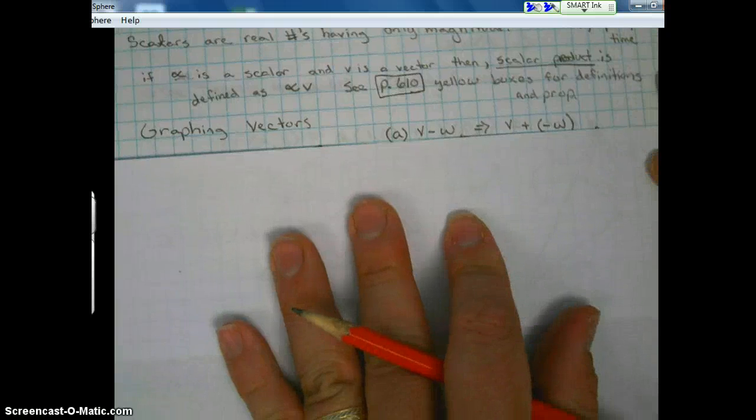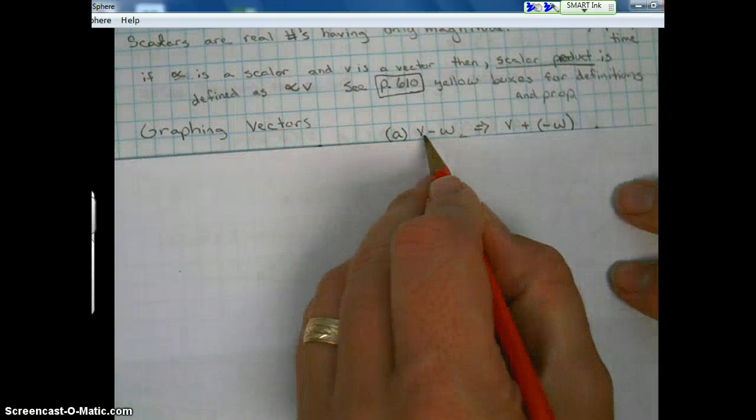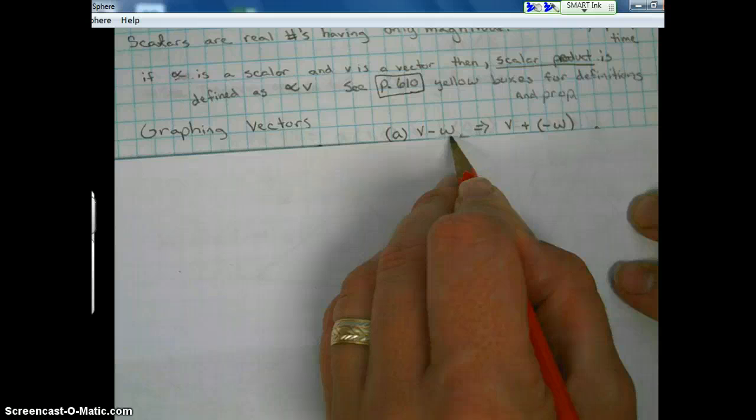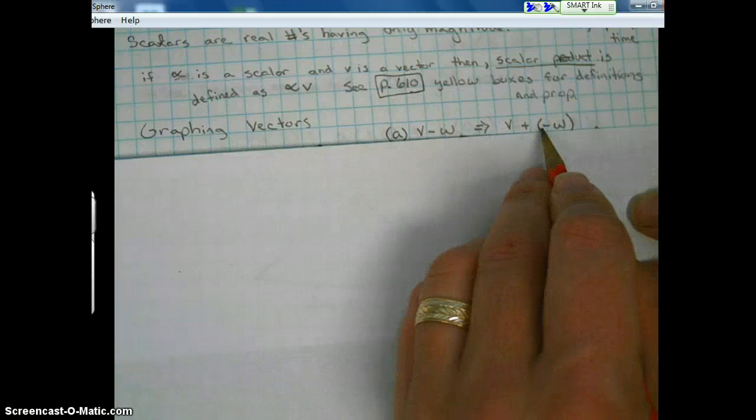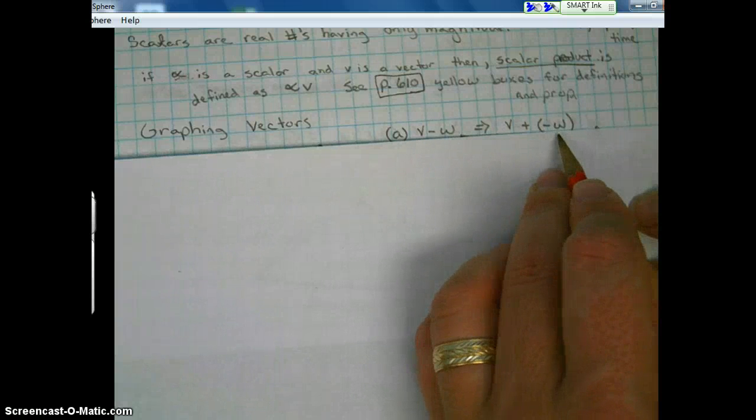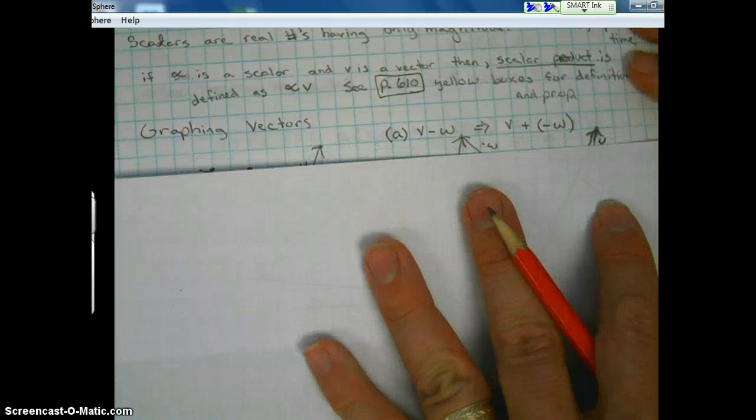So example A, vector v minus vector w. We rewrite it as vector v plus the opposite of vector w.